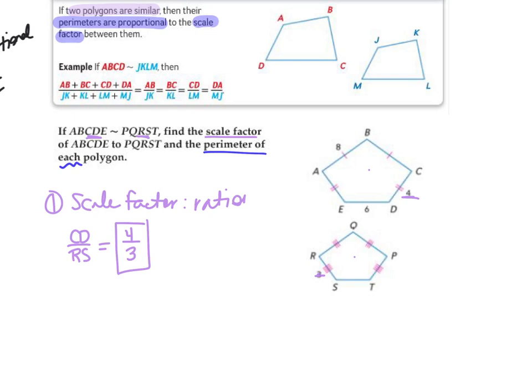Key thing with scale factor, go in the order it's asking. So this image to this image. RS goes on bottom, right? Next, we need to find the perimeter of each polygon.